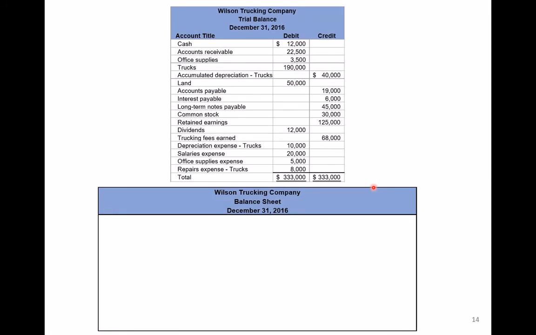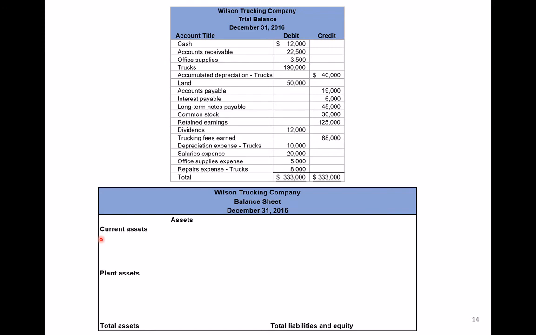So just a quick review about the classified balance sheet. On the left side, we have total assets, and on the right side, total liabilities and stockholders' equity. Now the left side, assets, will have two primary components. First, current assets, and next up, plant assets.